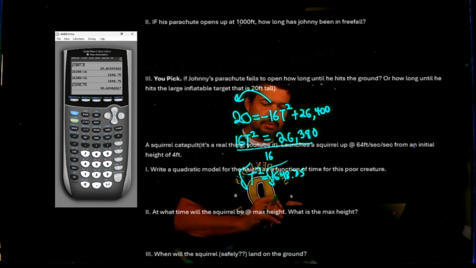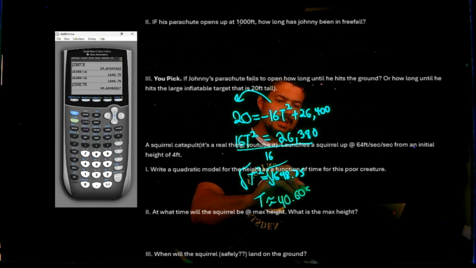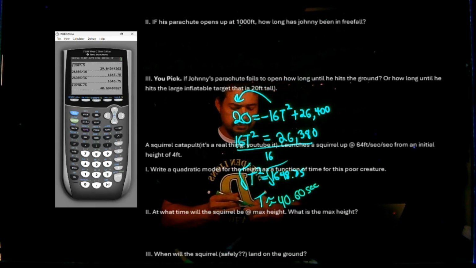And I get a square root of 40.60 seconds. So t is about 40.60 seconds. And he lives, by the way. I decided not to kill him.